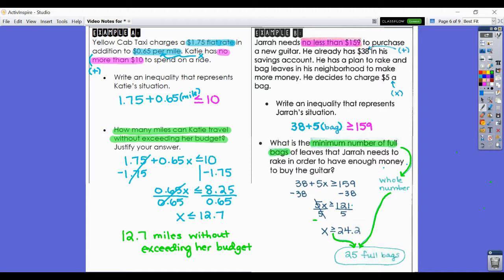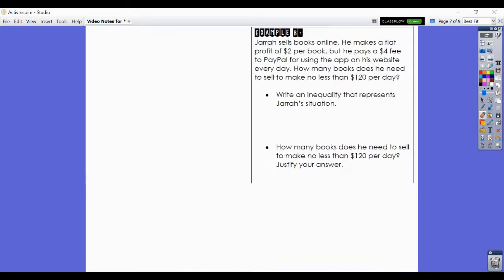24, if I plugged it in for x, would not satisfy that inequality. 24 is not greater than 24.2. That's why you have to round up to the full bag of 25 to make this statement true. So always make sure to answer the problem at hand and know if you have to round up or down using the proper plugging in of the x to see which one's true.